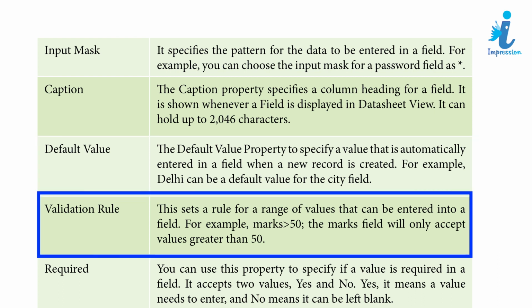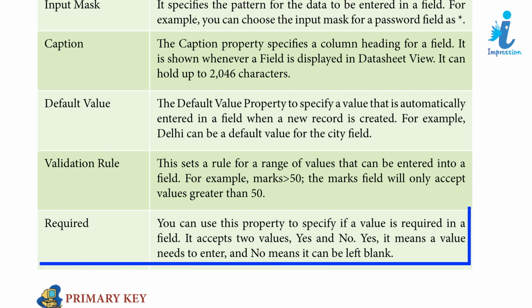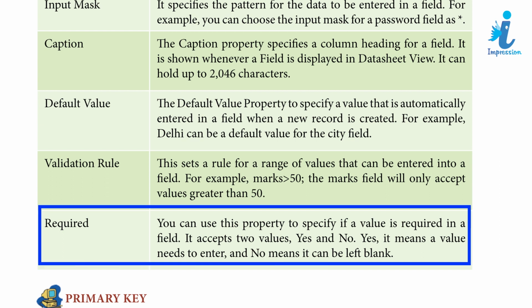Validation rule. This sets a rule for a range of values that can be entered into a field. For example, marks greater than 50: the marks field will only accept values greater than 50. Required. You can use this property to specify if a value is required in a field. It accepts two values, yes and no.